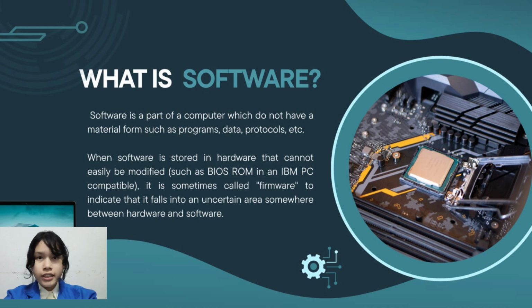So, what is software? Software is a part of a computer which does not have a material form such as programs, data, protocols, etc. When software is stored in hardware that cannot easily be modified, such as BIOS ROM in an IBM PC compatible, it is sometimes called firmware to indicate that it falls into an uncertain area somewhere between hardware and software.